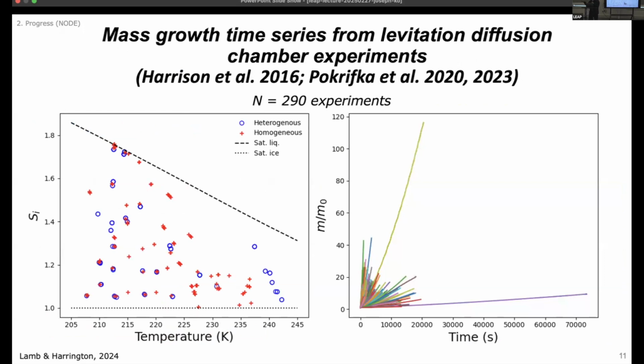And this is the setup for the data that we have. We have 290 single particle growth experiments. And these experiments were done by Jerry Harrington in his lab at Penn State. So these crystals are grown at different saturations and temperatures.